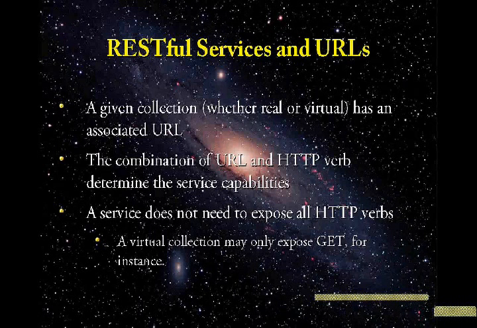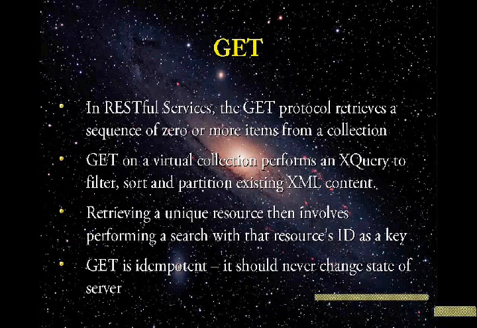In RESTful services, the GET protocol retrieves a sequence of 0 or more items from a collection. So one way of thinking about GET is that it always retrieves a collection, but that collection may have only one object. GET on a virtual collection performs an XQuery to filter, sort, and partition existing XML content. Retrieving a unique resource involves performing a search with that resource's ID as a key. GET is idempotent. It should never change the state of the server. This is really important. This is the one break that you have from most XML RPCs. Most XML RPCs basically say, hey, we're going to use GET to change the state of the server. This is bad. You don't ever do that. We'll get into why, but it basically involves state management.